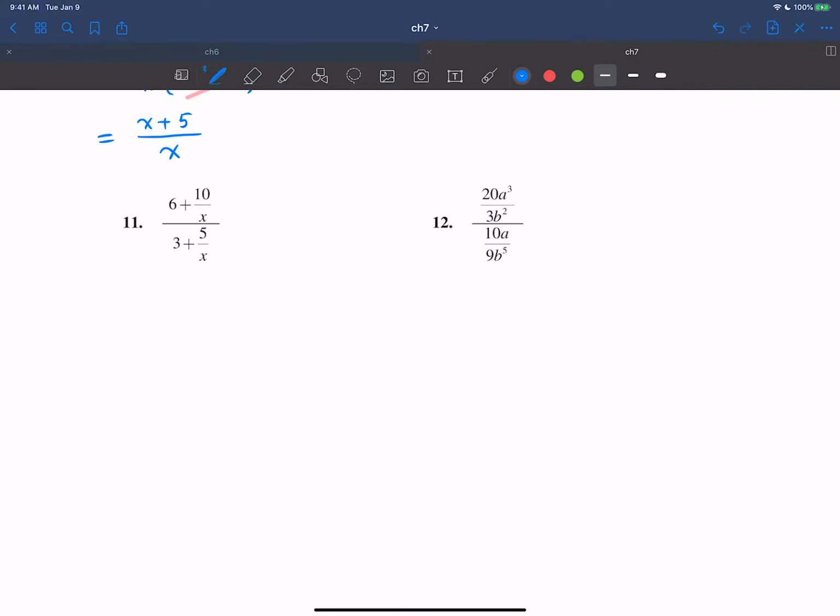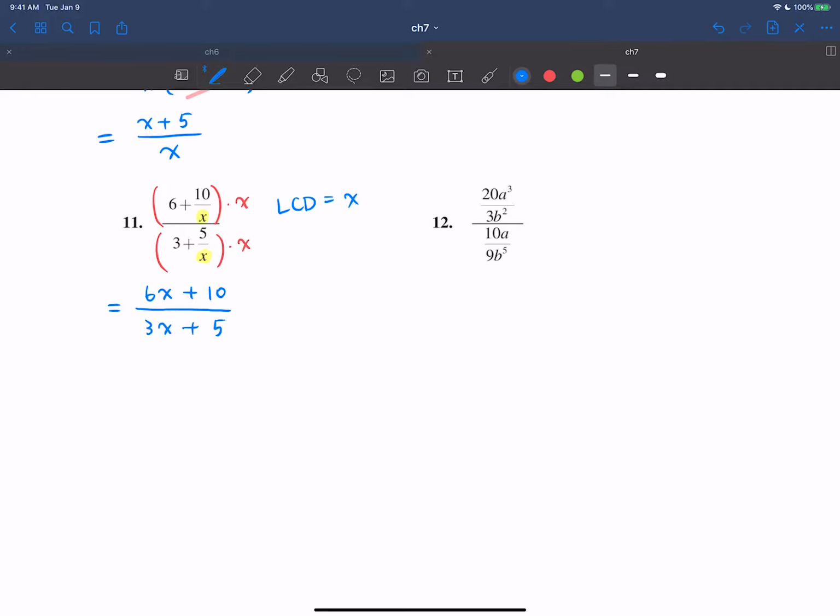Number 11 is very similar to number 9. First, check out all the denominators. You have x, you have x. Therefore, that's the only factor that you see. LCD is x. So I'm going to multiply both the top and the bottom by x. This time I'm going to multiply straight away. So you will have 6x plus 10 on the top over 3x plus 5 on the bottom.